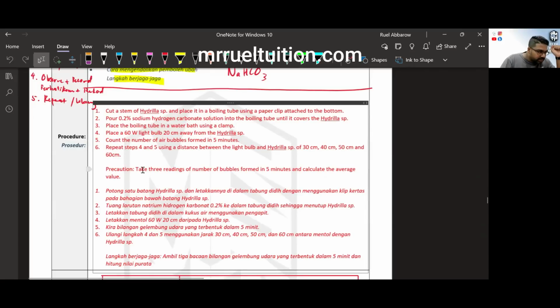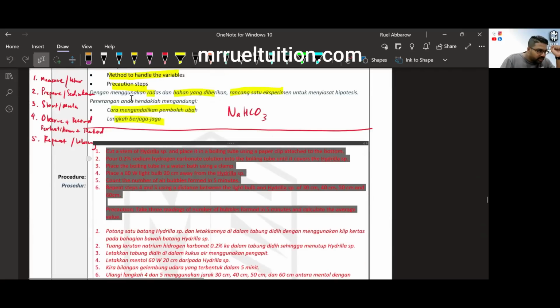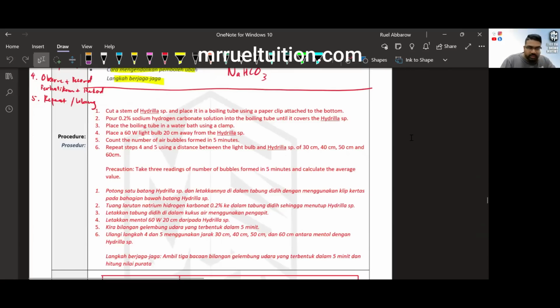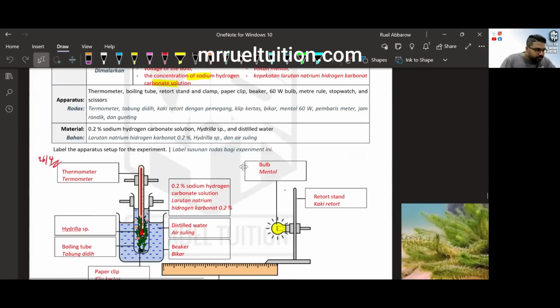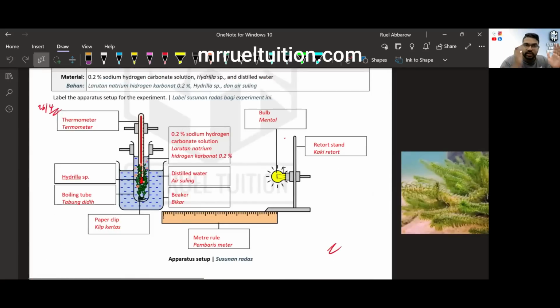So I've taught my students how to answer this method of handling variables and precaution step. Okay, you can pause the video and look at it if you'd like. This is my sample answer. This is not any official answer. We don't have any official answer. Okay, so that's how you would manipulate light intensity here. We won't change the power of the bulb, but we change the distance.